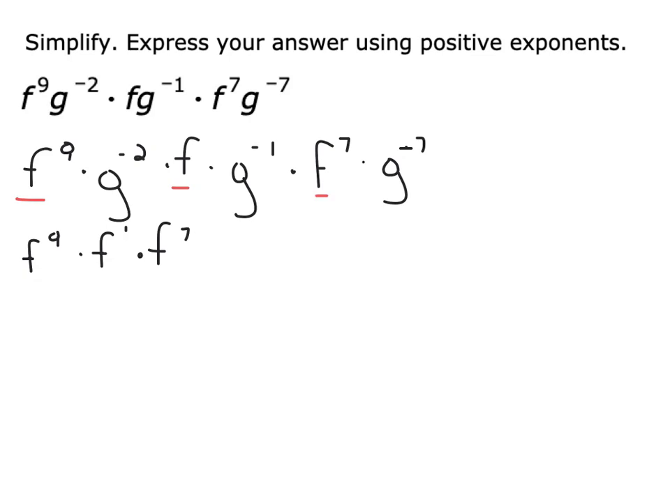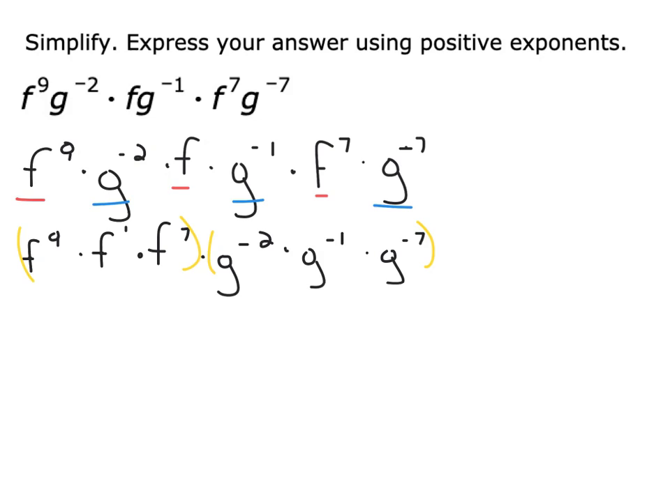Gotcha? And then times, now we're going to do the g's. G to the negative 2 times g to the negative 1 times g to the negative 7. And that's all of those terms right there. So now when you group them, and you know the implied grouping is that we're going to deal with those separately because they're like bases.